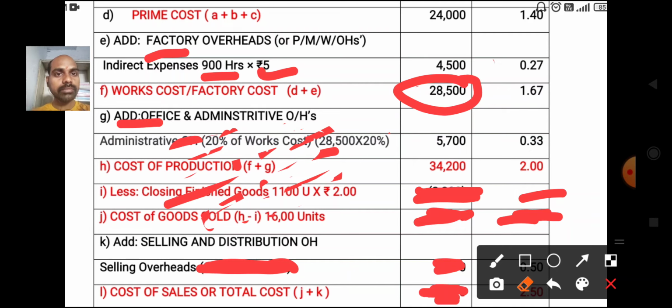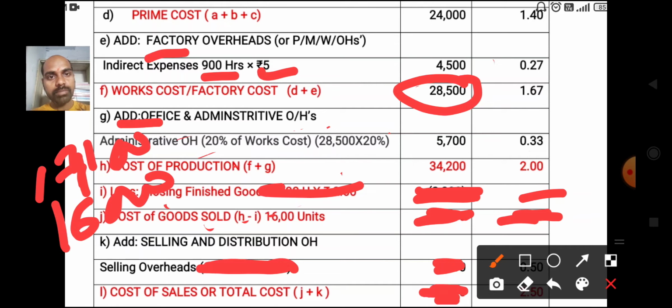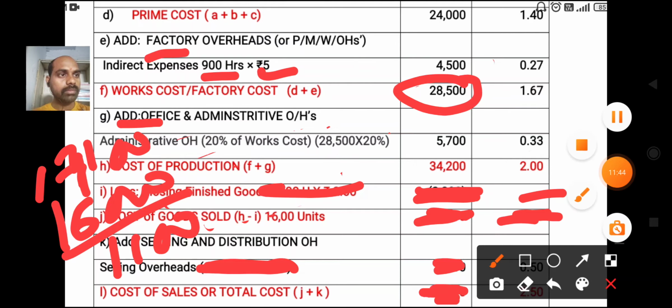Okay, so till cost of production I think there is no doubt at all. As we know, there is a closing stock of 1100 units. There is no opening stock to add, we need to adjust only closing stock. We have produced 17,100 units. Out of this we have sold 16,000 units. So closing finished goods will be 1100.